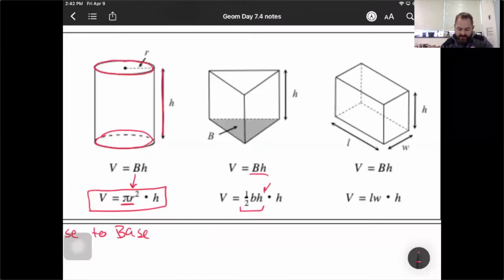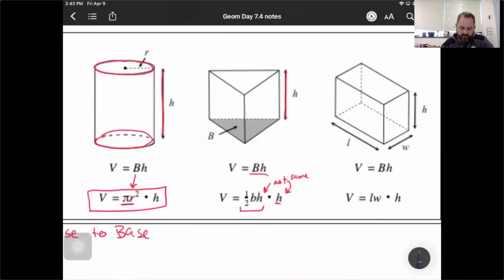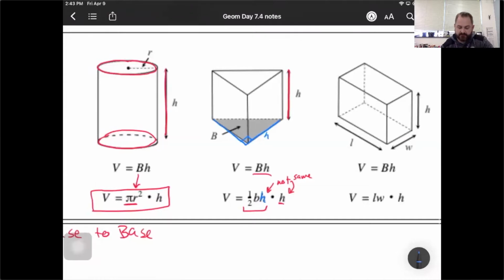This height is not the same as this height. Okay, those are not the same. This height is the height of the prism. This height in your formula is the distance from one side to the other side at a right angle. That's the height of that triangle. Okay, so like that would be that h.